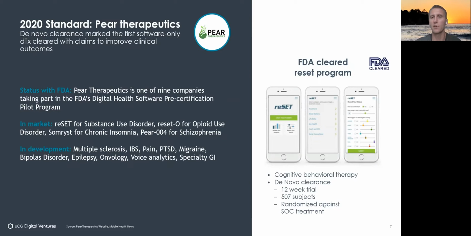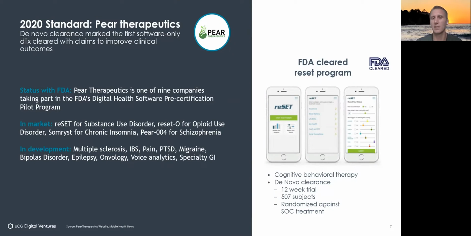Beyor Therapeutics is now a brand name within the digital therapeutics realm. They were one of the first 9 companies that took part in FDA's pre-certification pilot program. And they actually put that program to its paces with a recent release of their Somryst platform for chronic insomnia. As of now, they've got 4 products in the market. First is Reset for substance use disorder, which is shown on the right.